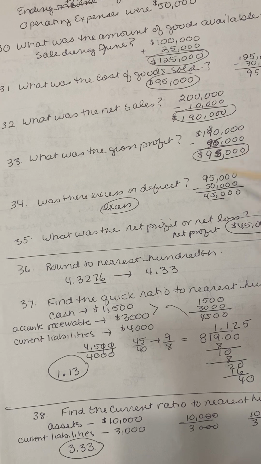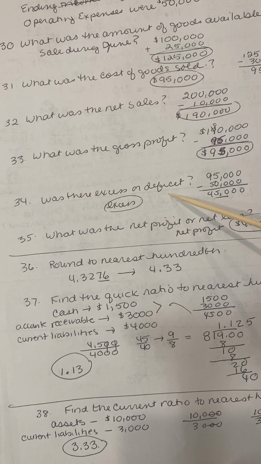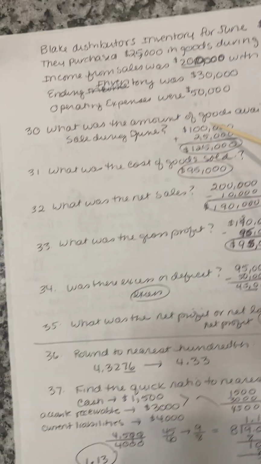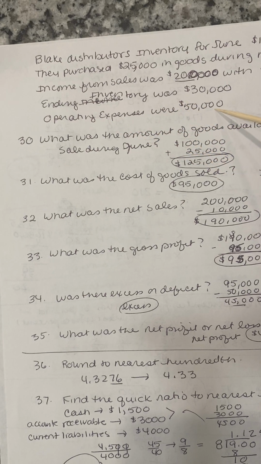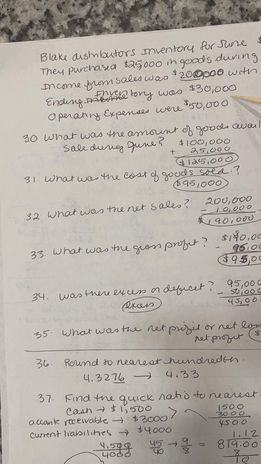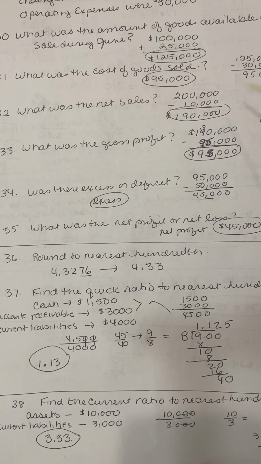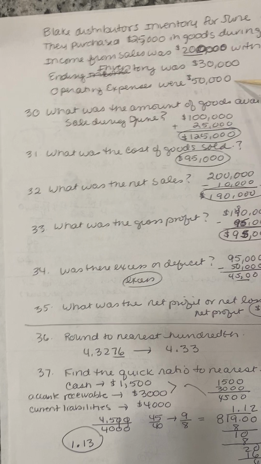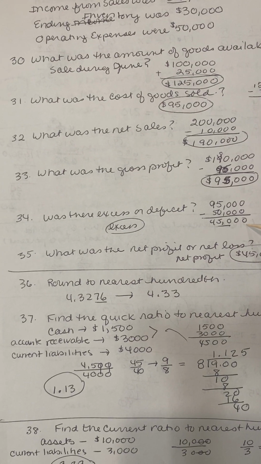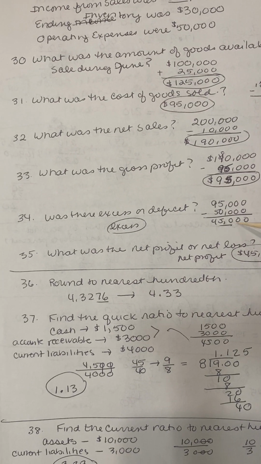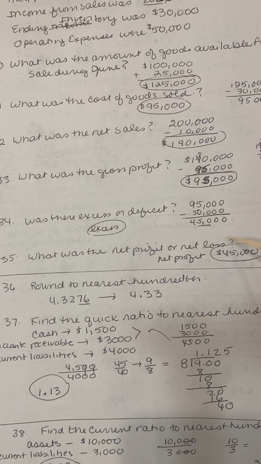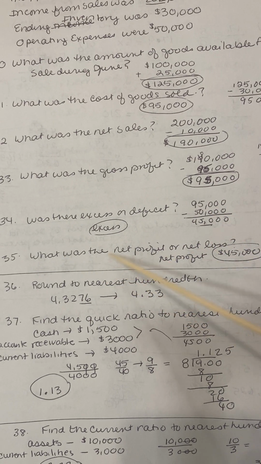So next one says, was there an excess or a deficit? Well, let's look at the next thing up here. What was our operating expenses? They were 50,000. So we got to take 50,000 off our gross. So we took 95,000 and subtracted the 50,000. Here's the 50,000 up here. We subtracted that, and we got 45,000. So we have an excess. Not in the negative. 95 minus 50. So we have an excess of $45,000 we made. So our total excess is $45,000. So what was the net profit or loss?